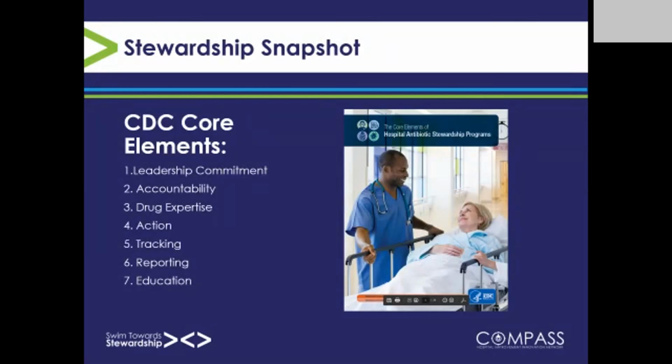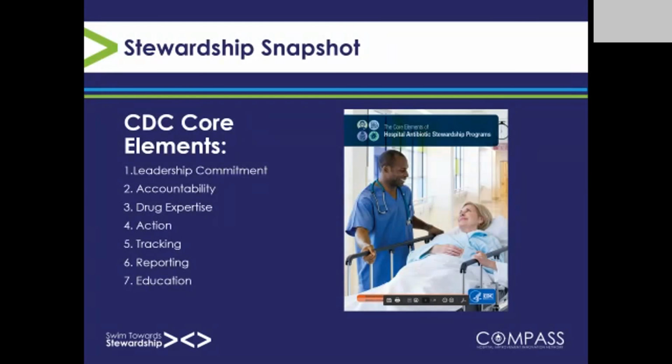I want to just give a quick touch on all 7 of these. First of all, leadership commitment. This is necessary to help make sure that we're dedicating the necessary human, financial, and information technology resources needed to be successful. Accountability is really appointing a single leader responsible for the program. We refer to this in the Swim Towards Stewardship project as your team leader. Third is drug expertise. This means appointing a pharmacist leader who's responsible for working to improve antibiotic use.